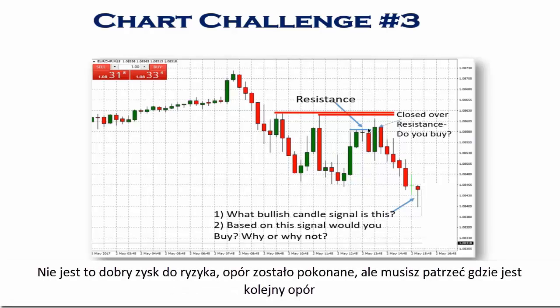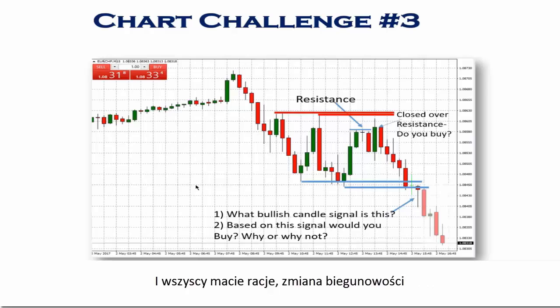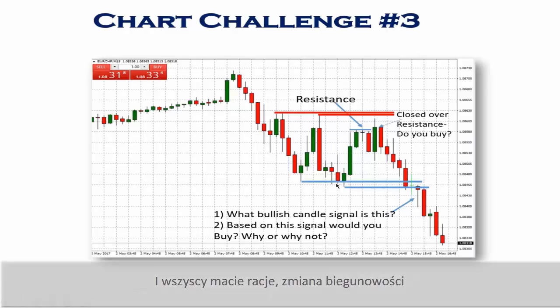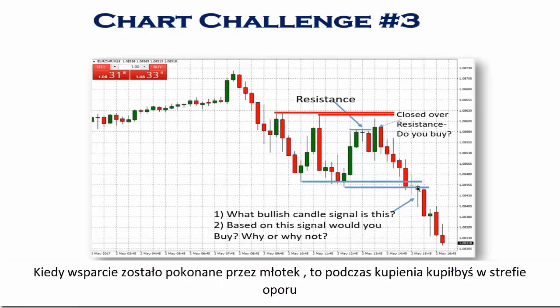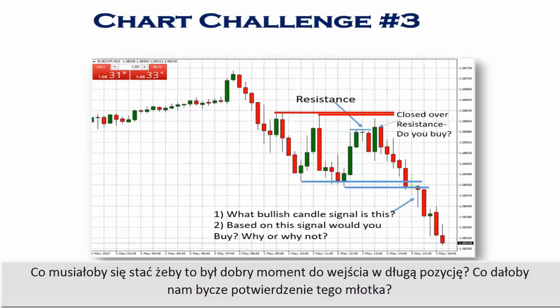So yes, you could break resistance above the doji, but you have to look at the prior resistance to see if it's a good risk reward. And you all got it correct. Change of polarity. Prior support, once broken, which this hammer did, becomes resistance. So if you buy this hammer, you are actually buying at a resistance area. Right? When would you think about buying on this hammer? What would have to happen?